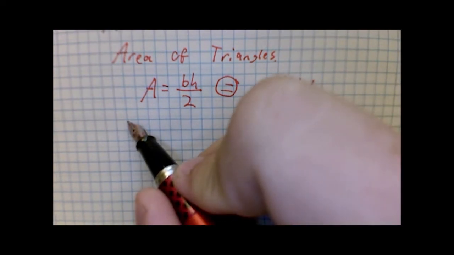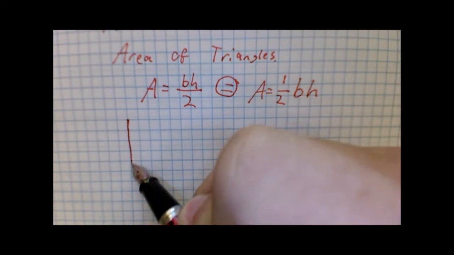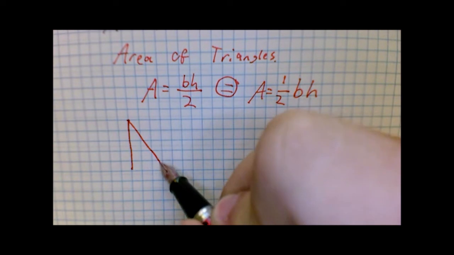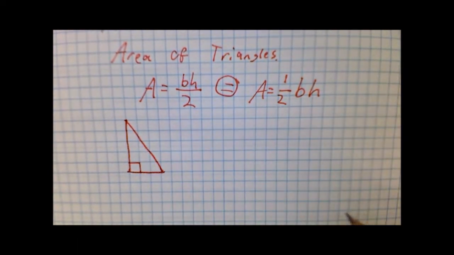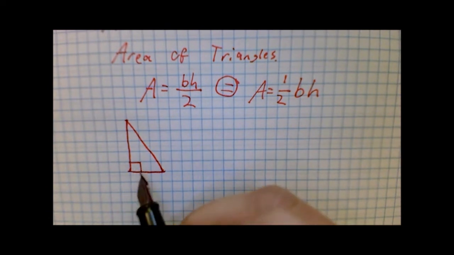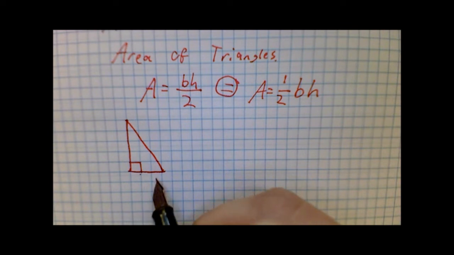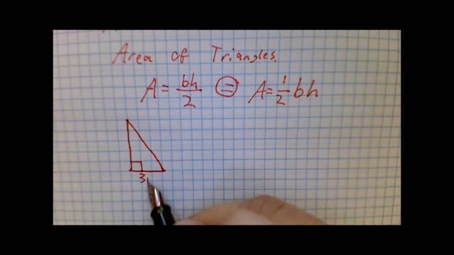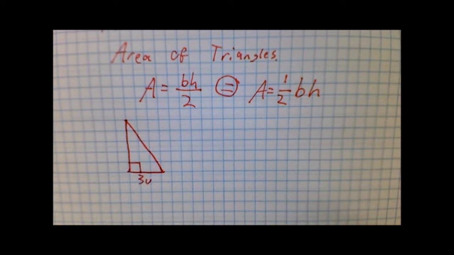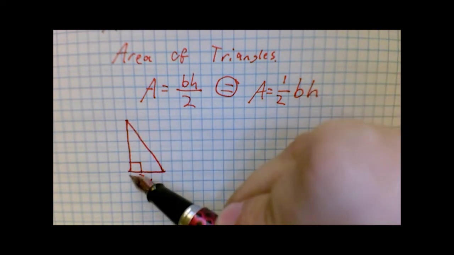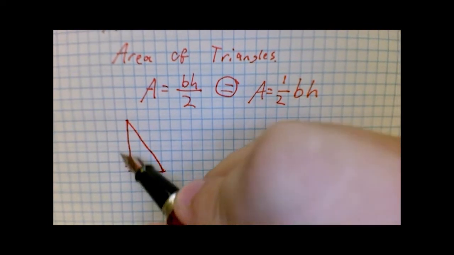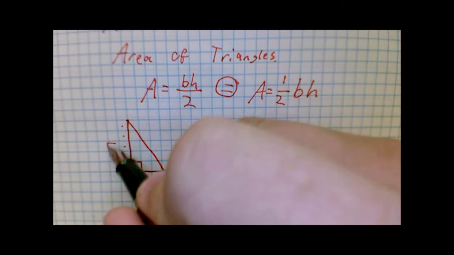If I started out with a right triangle, and I drew it just like this, we have to figure out what the base is. The base, that's pretty simple. It's going to be down here. 1, 2, 3. 3 units. The height is a little bit trickier, but it's easy to spot on a right triangle. The height is going straight up and straight down, and it has a height of 1, 2, 3, 4, 5 units.